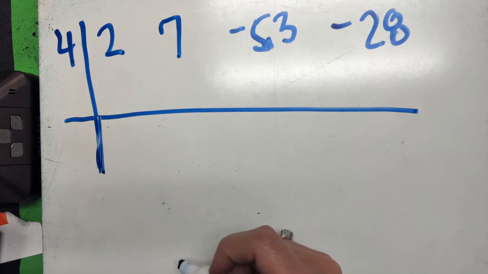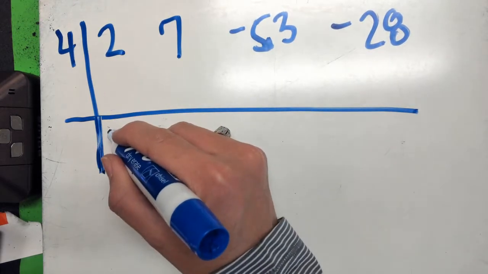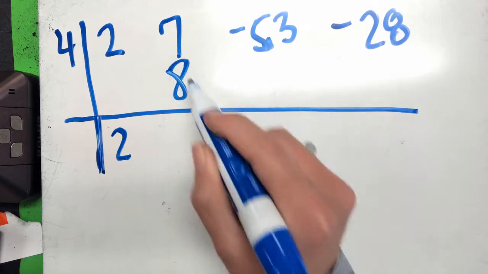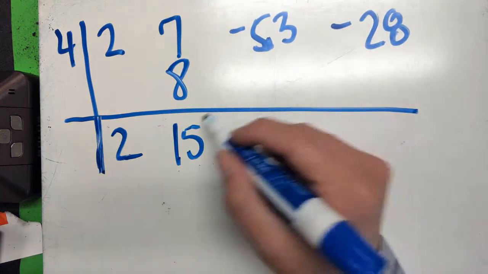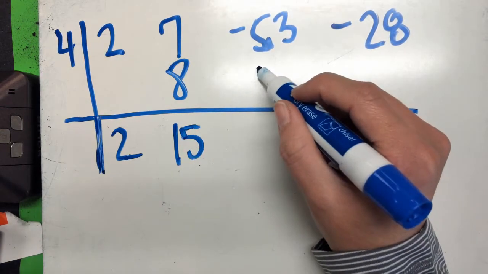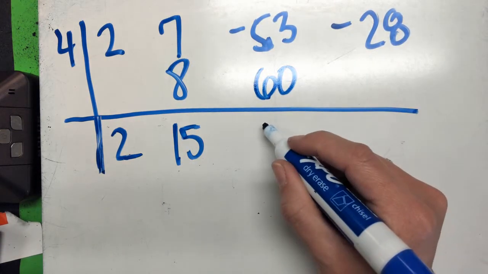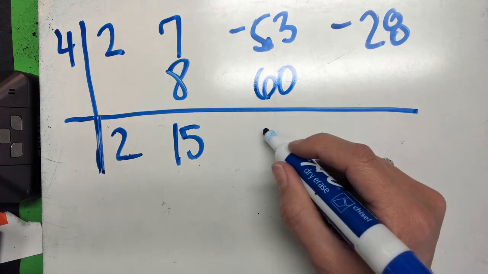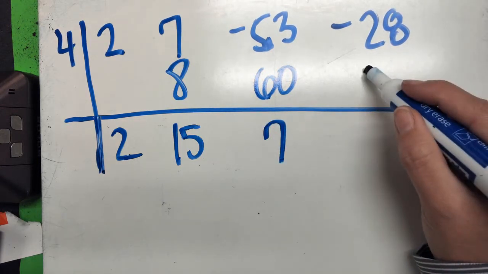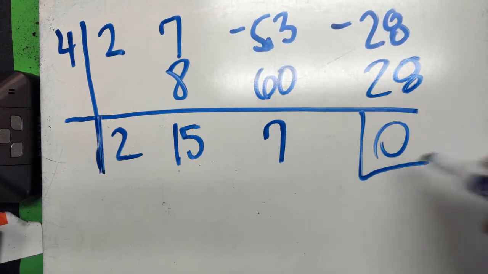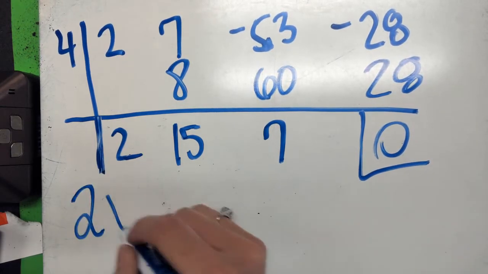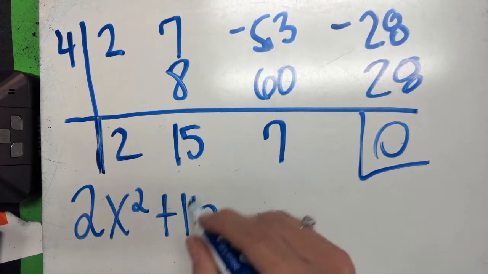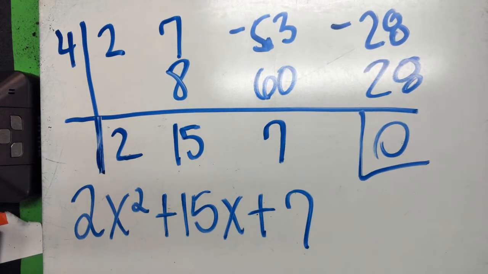Alright. Connor, what goes here? 2. Good. Bryant? 8. Simon? 15. Good. Madison? 60. Good. Catherine? 7. Very good. Julia? 28. Good. So our remainder is 0, just like it should be. Tell me how to write this as a polynomial. 2x squared. Good. Plus 15x. Plus 7. Good.